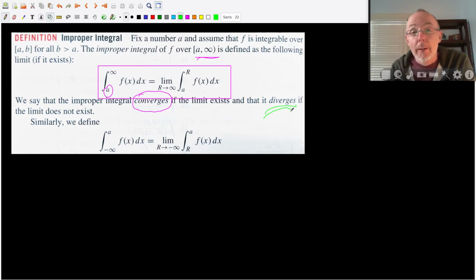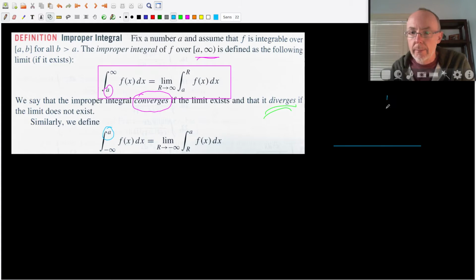All right, so it diverges if that thing goes off to infinity. In other words, if this limit doesn't exist, if the limit gets infinitely big or becomes really, really negative and goes to negative infinity. And we can define these definite integrals in the same sort of way, starting at a and heading to the left.